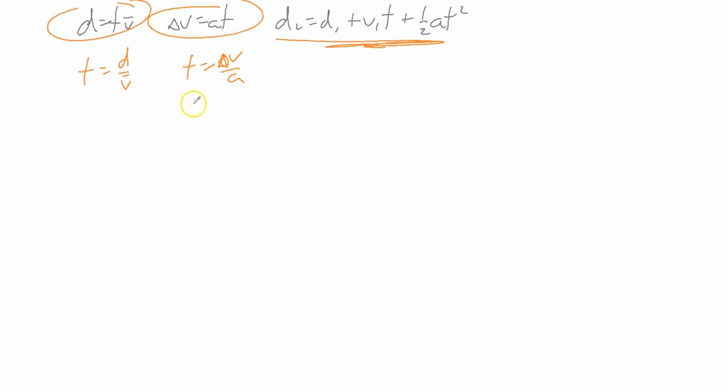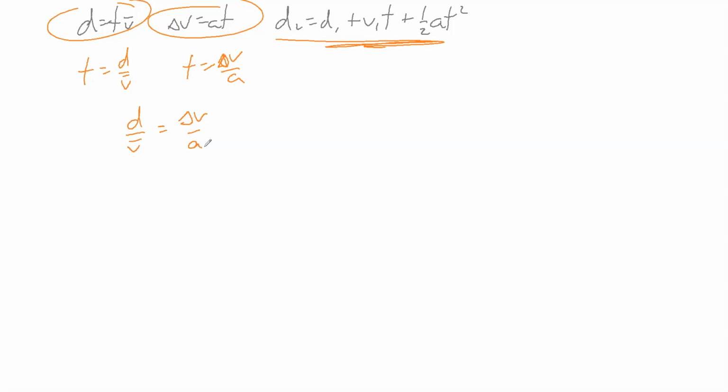So if I just equate the two, and I can do that no problem, d over average v is going to be equal to delta v divided by a. And right there, I now have an expression with no time. I've got distance, I've got acceleration, I've got v's, but no t's. Now, we're going to manipulate this a little bit and get the more common expression that's typically seen.